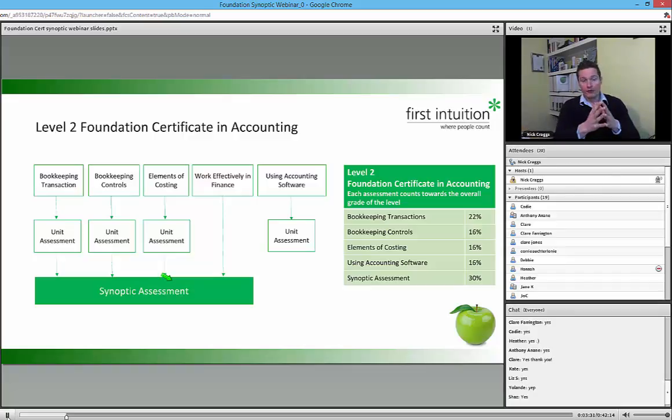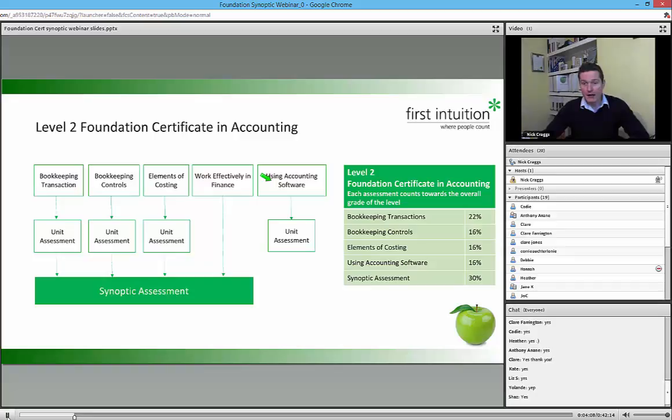So we strongly suggest the 3 mandatory units that have their own individual exams, sit them, move on to working effectively, sit the Synoptic exam, then move on to using accounting software, because that has nothing to do with the Synoptic exam. It's very, very standalone. And you could technically do the accounting software exam first before you start bookkeeping transactions, but I don't recommend it, because there's a bit of double entry bookkeeping that you learn in bookkeeping transactions that will help you with using accounting software. So it's good to study bookkeeping transactions before you do using accounting software.